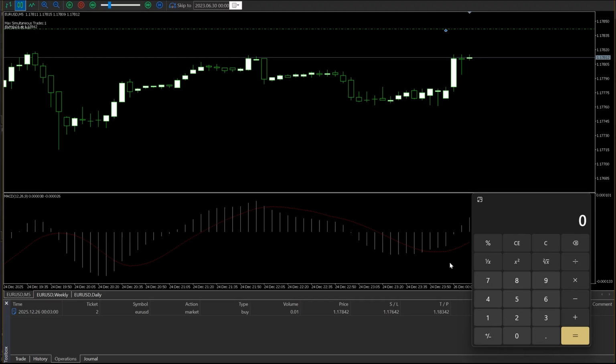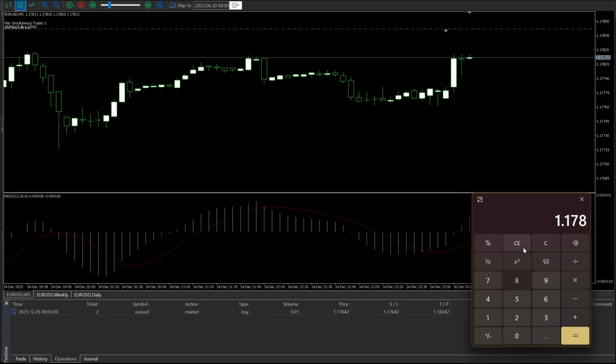Let's double check those distances with a quick calculation. Take profit: 1.18342 minus 1.17842 equals exactly 500 points. Remember, this is based on a 5-digit price format.